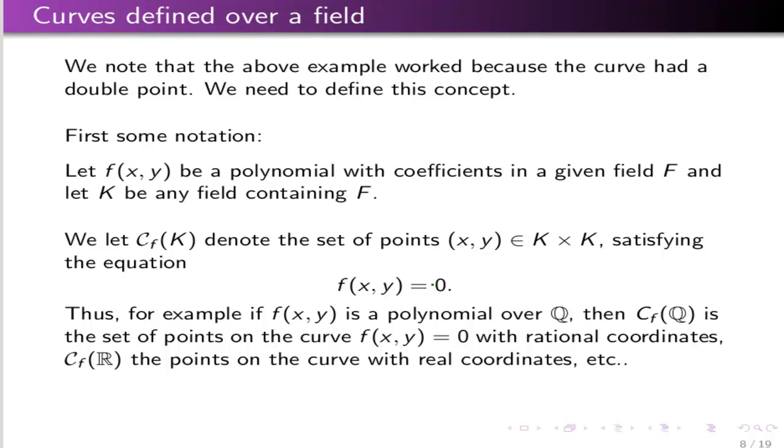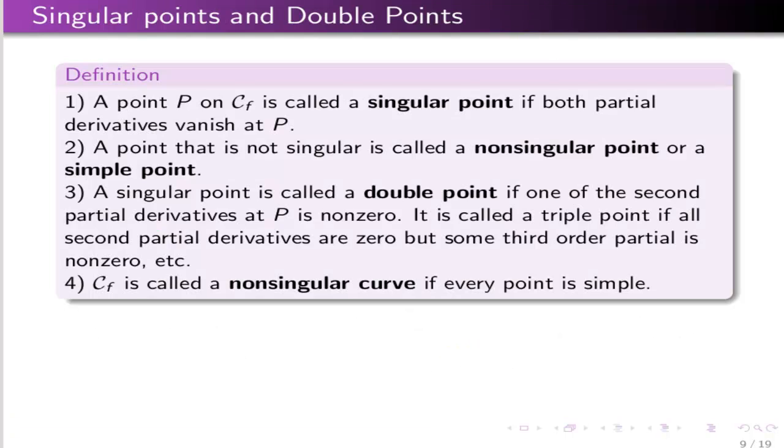So it's the set of points on this curve right here with coordinates coming from the field that's in the parentheses. So for example, if I started with a polynomial with rational coefficients, so f of xy is a polynomial over Q, then C_f of Q is the set of points on the curve with rational coordinates, or C_f of R is the set of points on the curve with real coordinates. Okay, so that's just some notation.